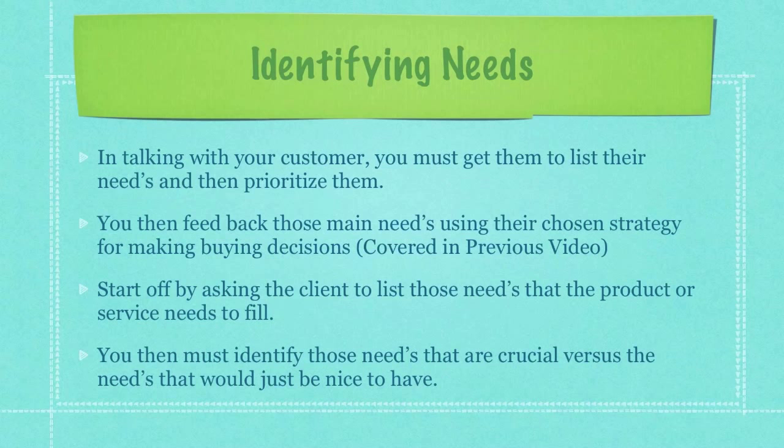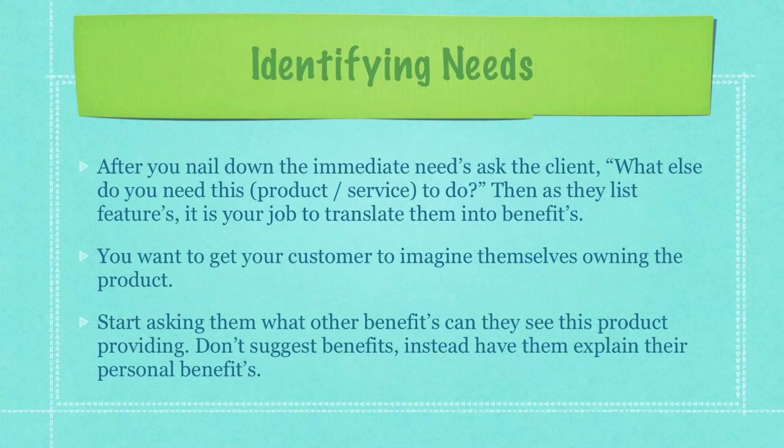In talking with your customers, you must get them to list their needs and then prioritize them. You then feed back those main needs using their chosen strategy for making buying decisions, which I talked about in part 2 of this tutorial system. So simply, you must start off by asking the client to list those needs that the product or service needs to fill. You then must identify those needs that are the most crucial versus the needs that would just be nice to have. After you nail down the immediate needs, ask the client, what else do you need this product or service to do? Then as they list those features, it's your job to translate them into benefits.